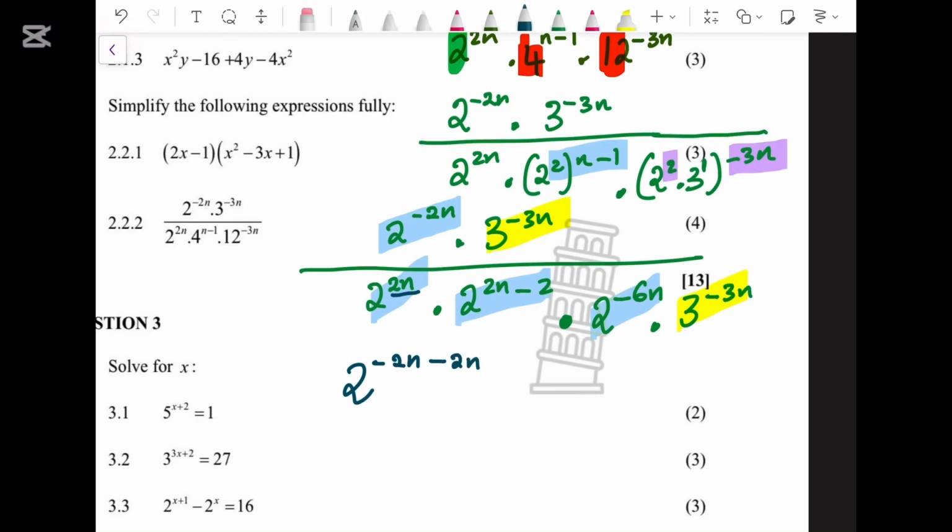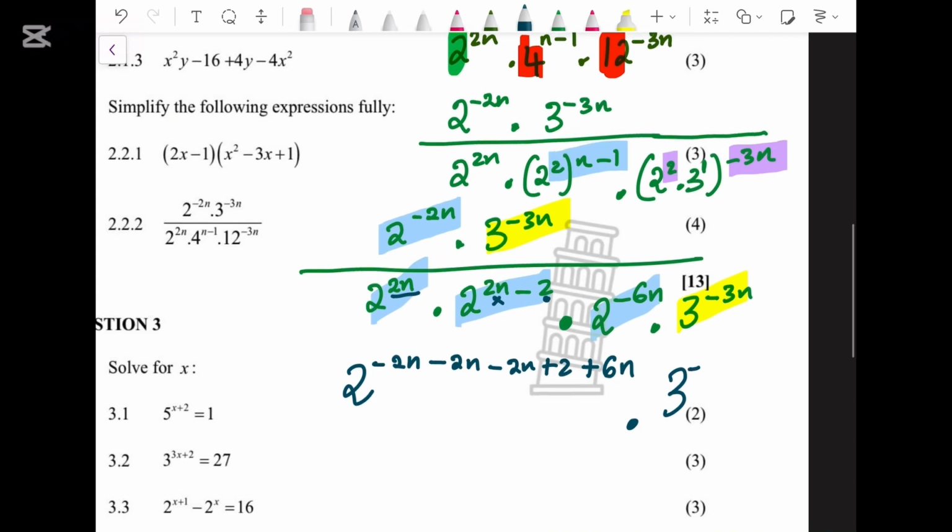It is coming from the denominator, right? We have this 2n is positive. It will be minus 2n. And then this negative 2, that will be plus 2. And then this 6, it will be plus 6n. And then times, we have 3. And then we have negative 3n. This one is coming from underneath. So it will be plus 3n.